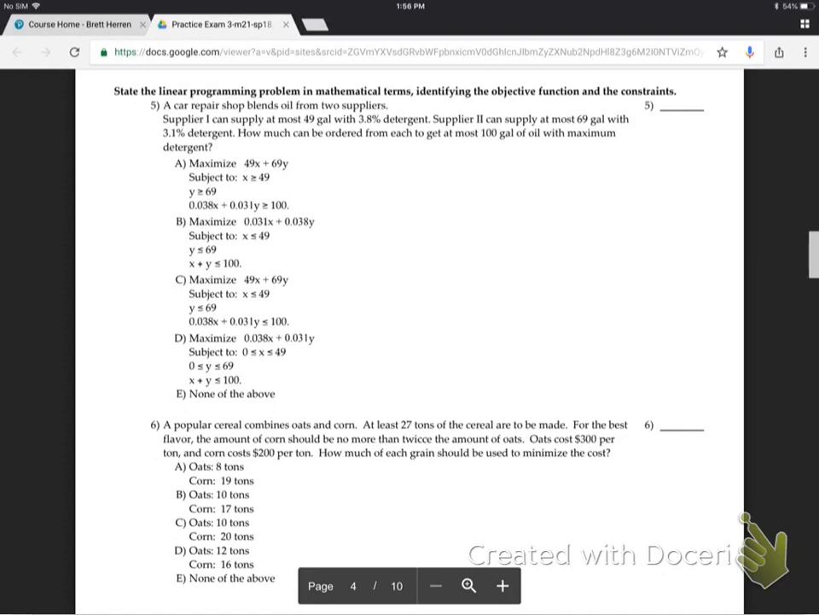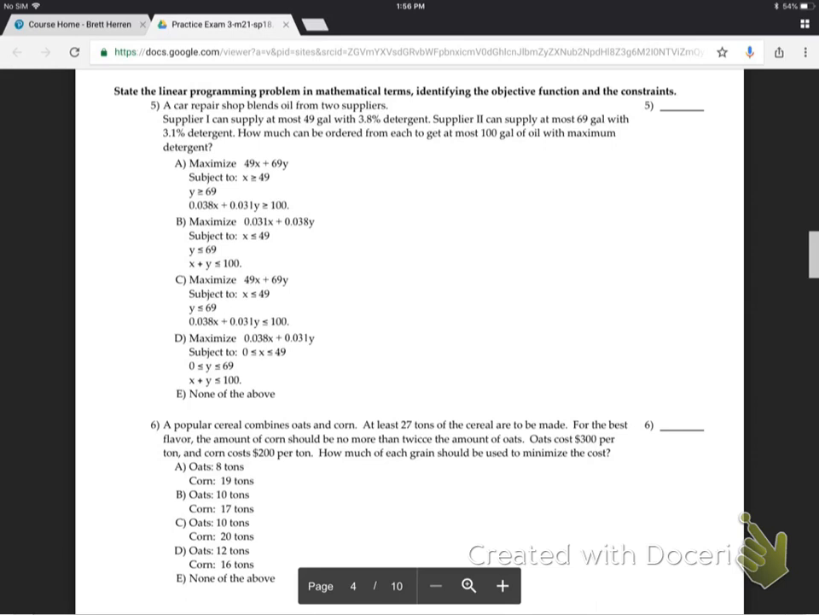Can you read all that? Car repair shop blends oils from two suppliers. Supplier one, supplier two. How much can be ordered from each to get at most 100 gallons of oil with maximum detergent? What are we even doing here? How much can be ordered from each? This is kind of a weird question, huh? Okay, so all we're supposed to do is figure out the setup. See how this is just practice on the setup right here?